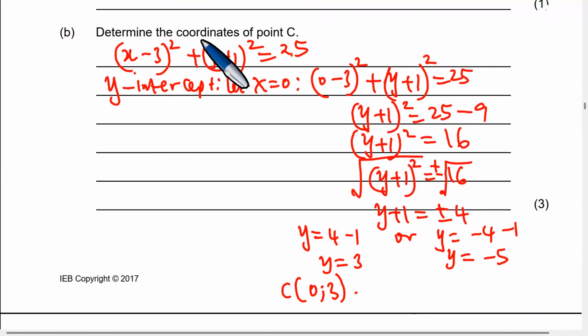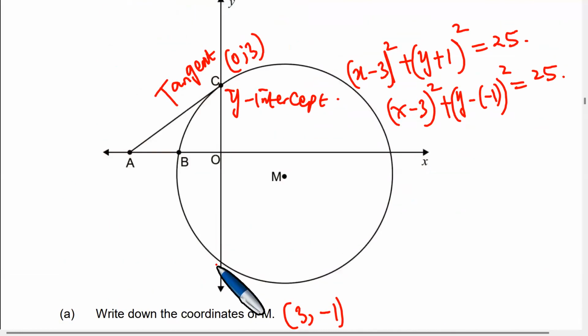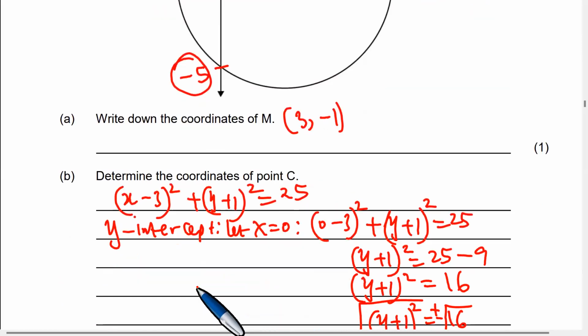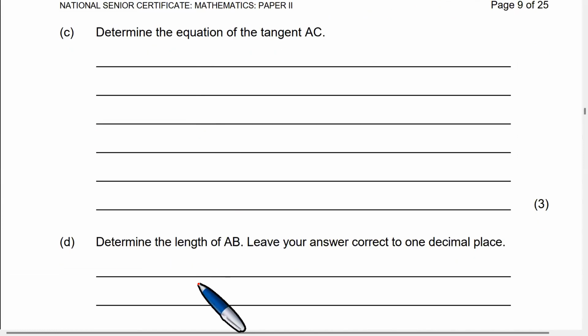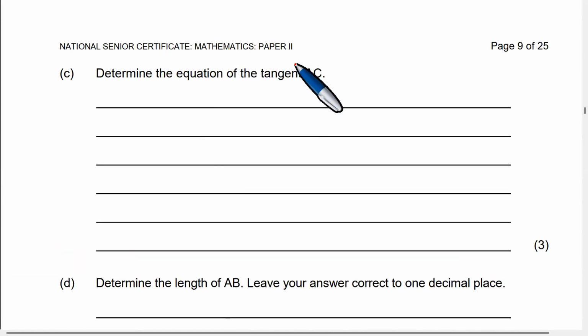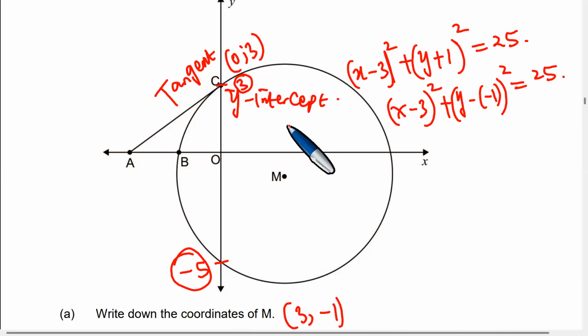Okay, remember, we just had to find the coordinates of C. C is the point on the circle, so we use the equation of the circle to find the y-intercept. But this circle is producing two y values. The top one is 3 and the bottom one is minus 5. Right, determine the equation of the tangent AC. Okay, the equation of the tangent AC. Anyone? Want to find the equation of the tangent AC? Anyone?